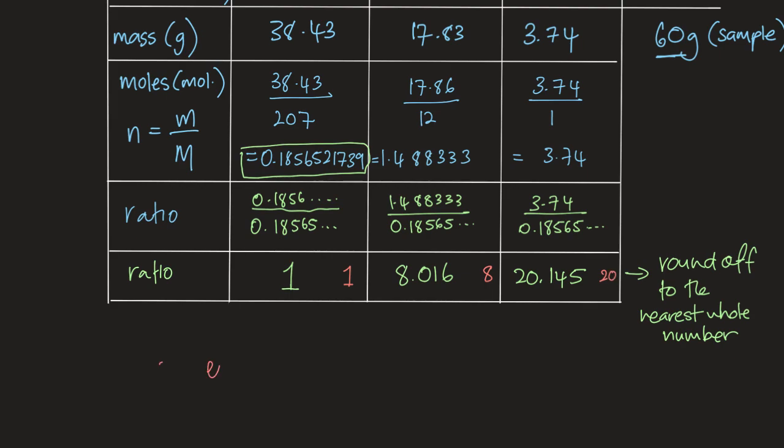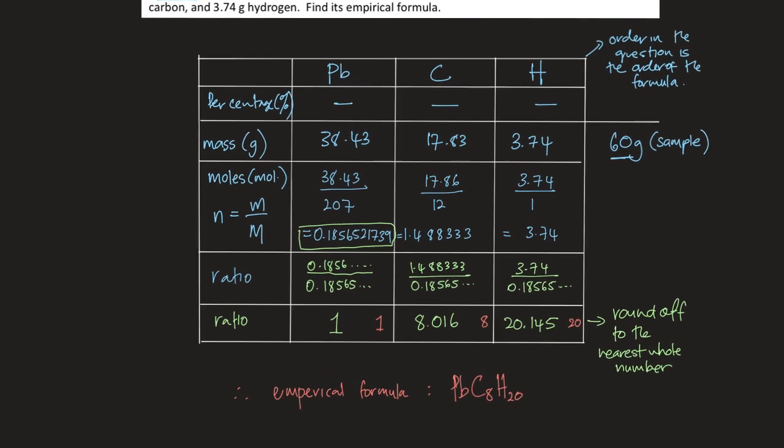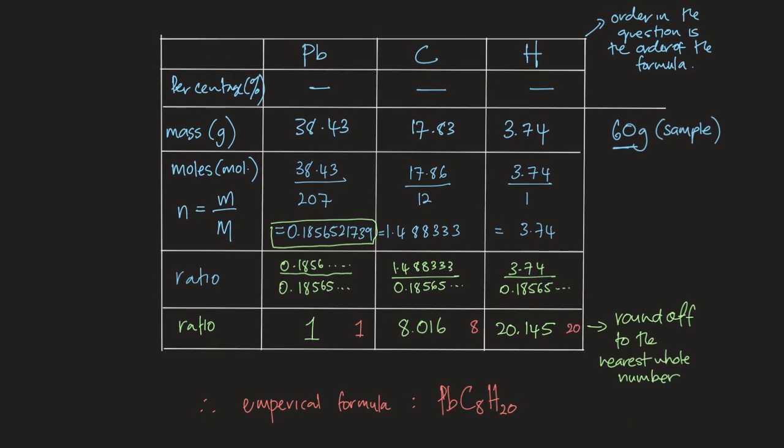So my empirical formula, therefore, and keep it in the order, is PbC8H20. That is my empirical formula for this type of setup. All right, so please make sure you check these. The problem there is when there's a 5, so if it's at 8.5 or 20.5 or even 1.5, then the whole thing changes. There's a whole new method of working things out. I'm going to show you one like that. All right, next.